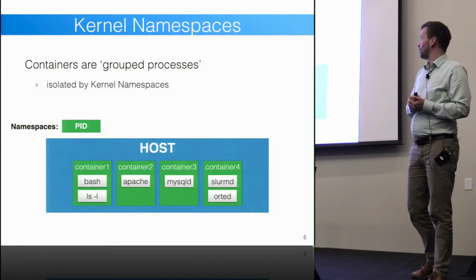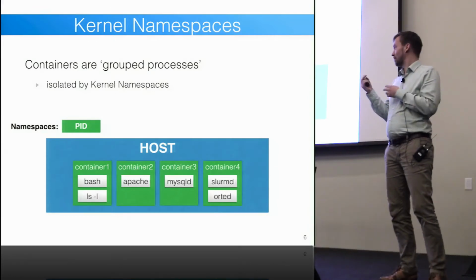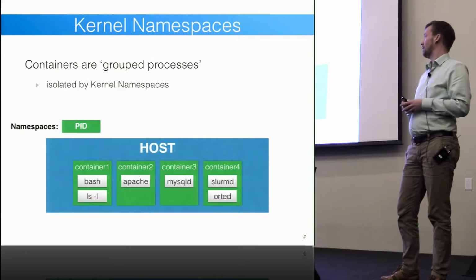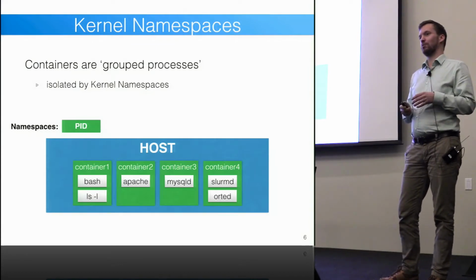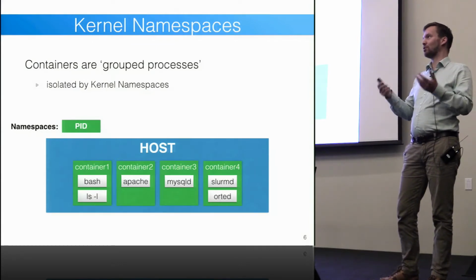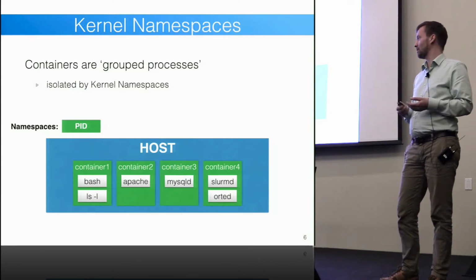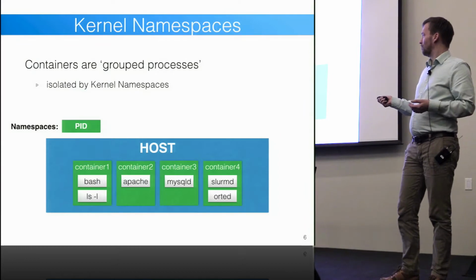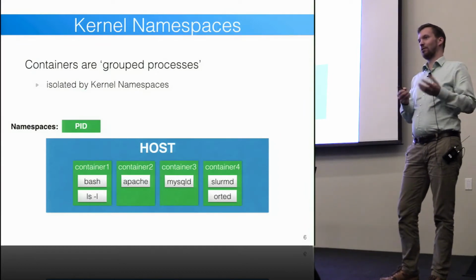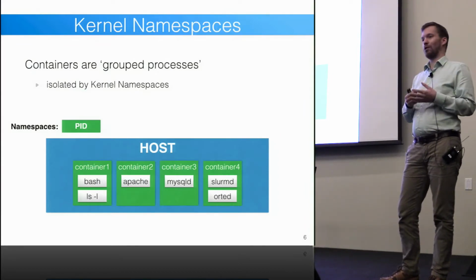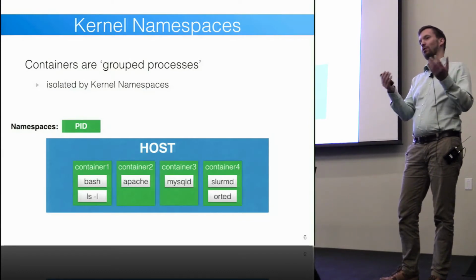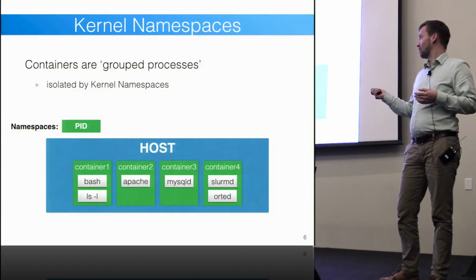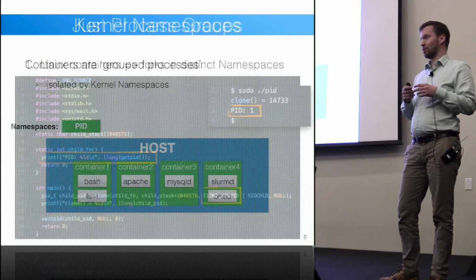Okay, let's talk a little bit about kernel namespaces. Containers, as we saw, don't have their own kernel, so they are just a group of processes, and they are isolated by kernel namespaces. The first, or the most intuitive, namespace is the PID namespace. So each container, we have 4 here, has its own view on the process table that the kernel provides. Normally you have one host, and this host has one process table, and when you create a container, then you get your own process namespace.